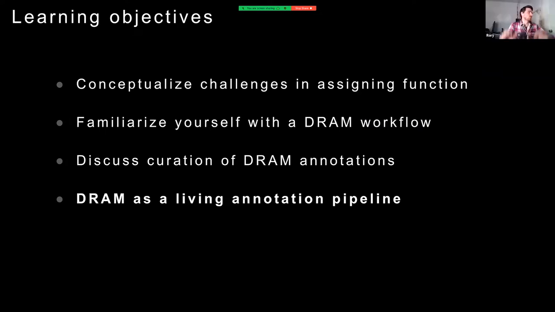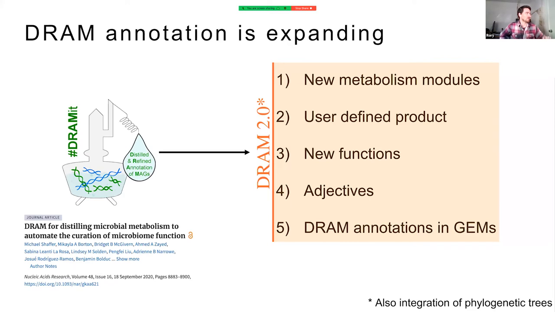All right. So DRAM is a living annotation pipeline. This will be the final learning objective of this talk. So thank you, everyone, for staying so engaged during it. DRAM is currently in the process of expanding new metabolism modules, new user-defined products, new functions, new adjectives, which we're very excited about, and DRAM annotations in genome-scale metabolic models. Adjectives is an in-process thing. If you don't know what that is, it's because we're building it, and you'll know what it is by the end of this.